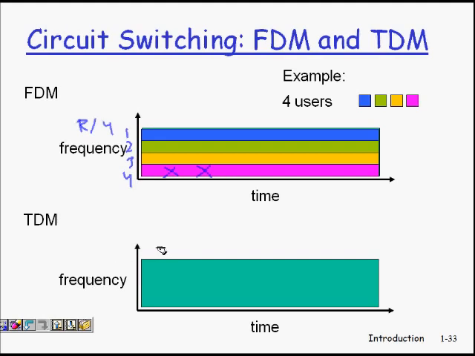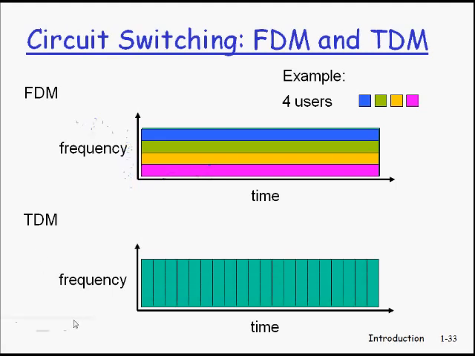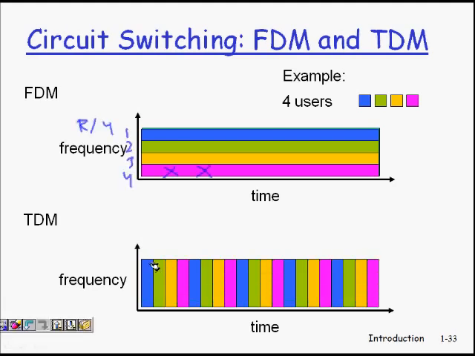Now I can also do the same thing, but instead of dividing the frequency, I can give them time slots. This is TDM, time division multiplexing. The time will be divided into 4 slots and it will keep repeating. Let's say there are 4 slots of 1 second each. The first second will be the blue user, second will be green, third will be yellow, fourth will be pink, and then again blue will start.